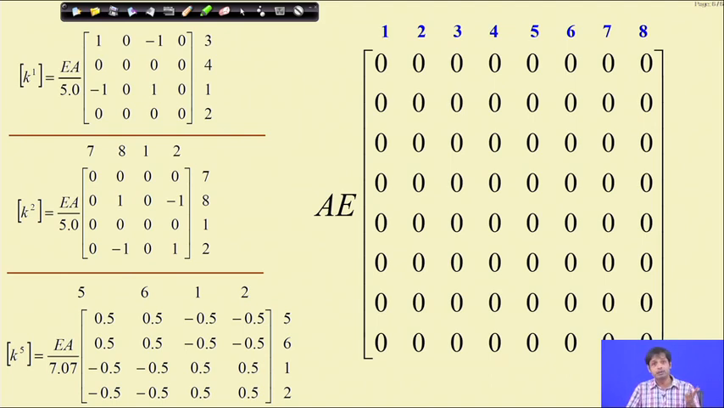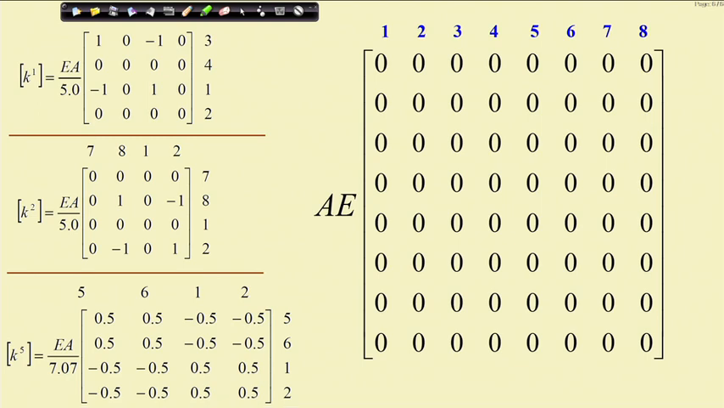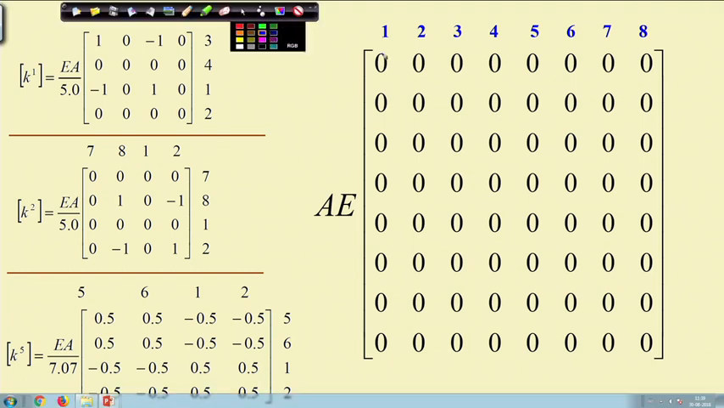Now, you see we have 8 degrees of freedom in this structure, so the global stiffness matrix will be an 8 by 8 matrix. The first step is to take a global stiffness matrix and initialize it as 0. EA we can keep outside because it is the same for all. Now, this is important: each row and each column is associated with a degree of freedom, this is the first, this is the second, this is the third, and similarly for the columns. So let us write 1, 2, 3, 4, 5, 6, 7, 8.